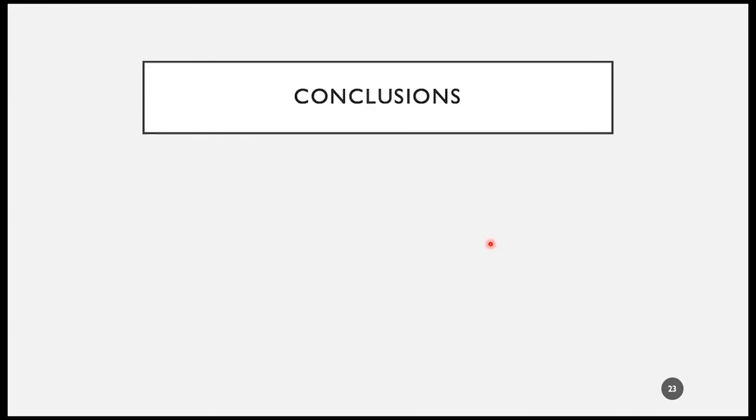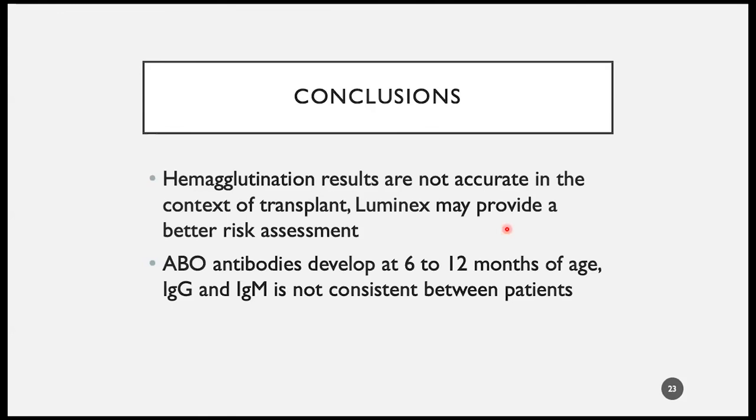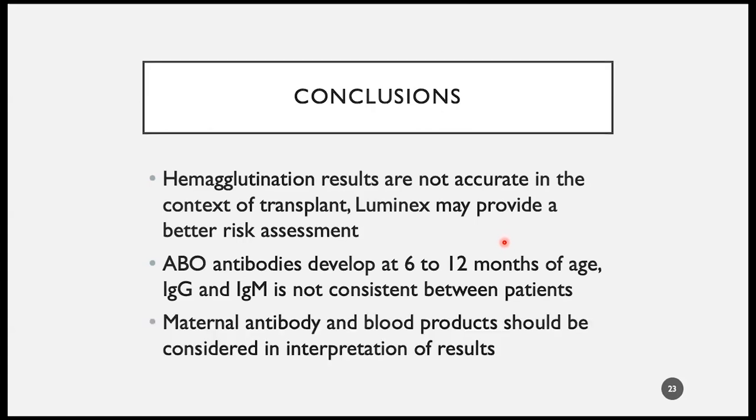So some of the conclusions that we can make are that hemagglutination results are not accurate in the context of transplant, and Luminex may provide a better risk assessment. Our data that uses more sensitive and specific methods confirm a similar time frame for anti-ABO antibody development, but that IgG and IgM antibody development is not consistent between patients. And lastly, maternal antibodies and blood products should be considered in interpretation of the results.